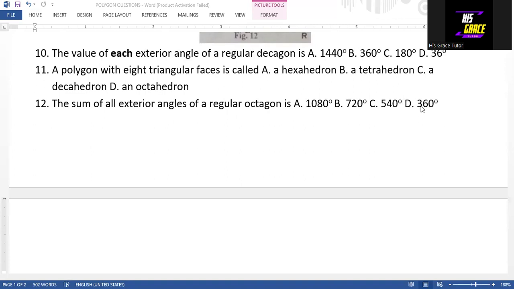That is option D is the answer to this question. So the total exterior angle of any regular polygon is 360 degrees, be it octagon, be it nonagon, be it hexagon, or pentagon, or heptagon, whatever regular polygon we are talking about, the sum of all its exterior angles is 360 degrees. So let's take note of that.